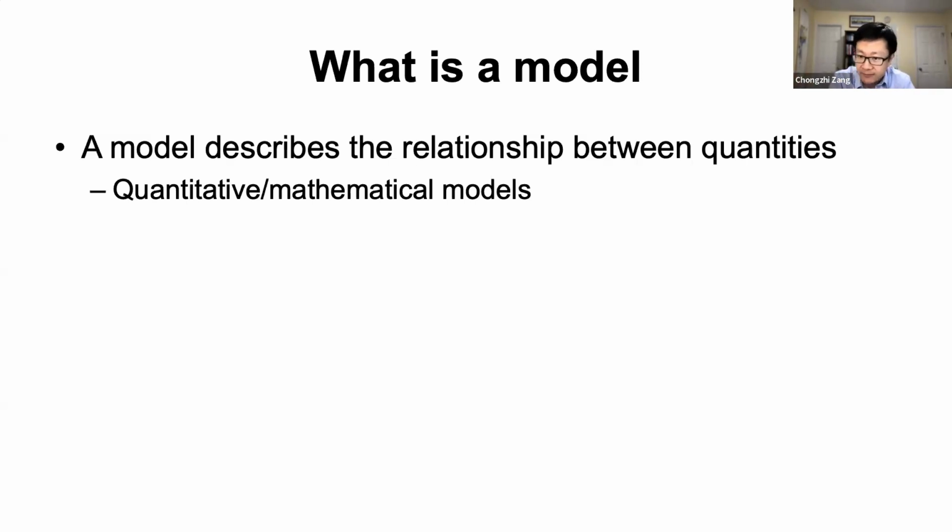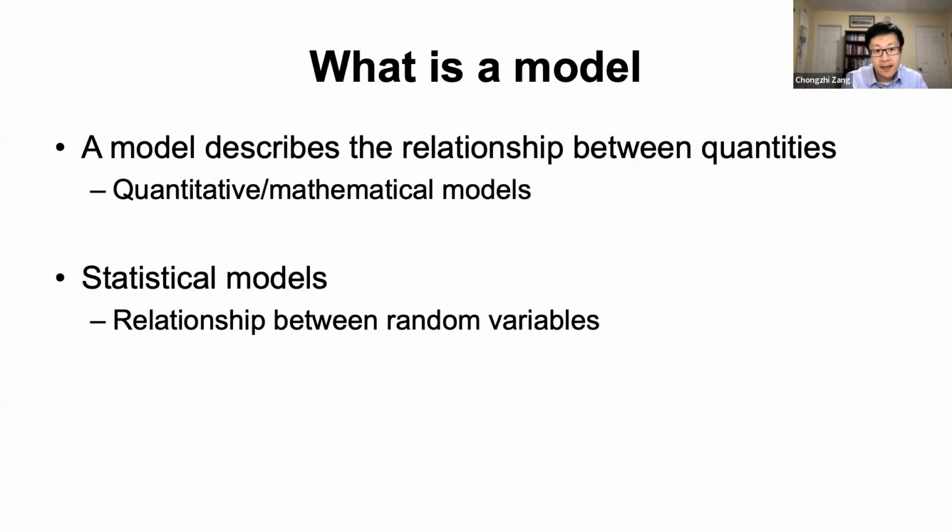The model can be a quantitative model or a mathematical model. The simplest form is a linear model, meaning that different quantities have a linear relationship, so a multiplier or one coefficient can connect the two quantities. A statistical model is a type of model that describes the relationship between random variables.